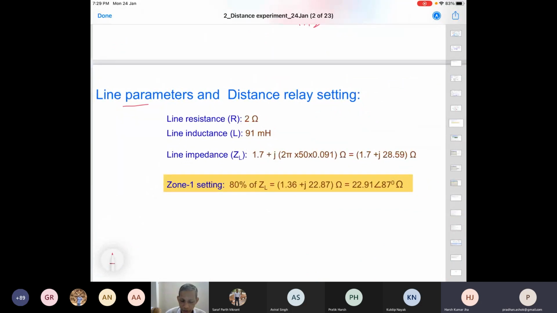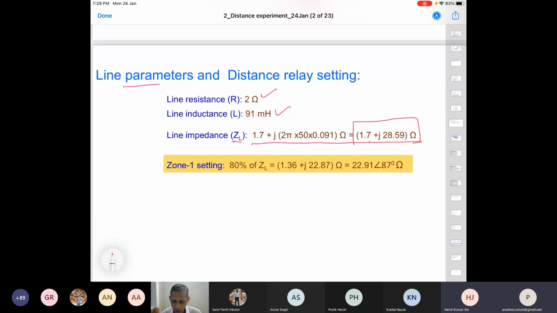So the line parameters, as I told, for that transmission line coil model emulating the line: we see that the line has 2 ohm resistance for the full length and 91 millihenry inductance. So there are 3 coils. The line impedance ZL, the total impedance, from the above is nothing but 1.7 + j28.59. Highly reactive. Around 28 ohm versus 2 ohm. Agree? So the line impedance happens to be of this kind.